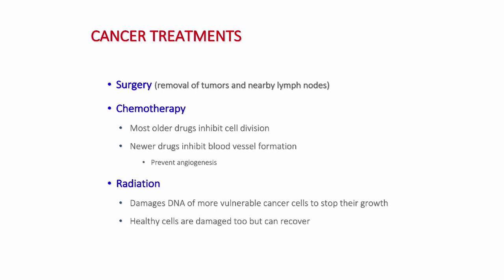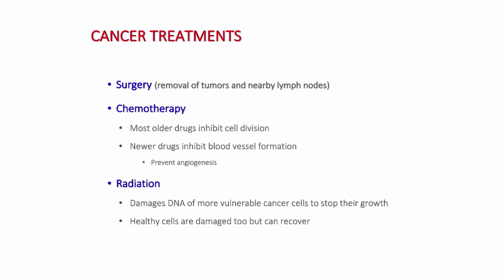And radiation, which damages DNA of the more vulnerable cancer cells to stop them from growing. Unfortunately, healthy cells are also damaged, but hopefully they can recover. The thing about chemotherapy and radiation is that they both affect rapidly dividing cells. Chemotherapy is used if you have a blood or lymphatic cancer. Also, if there has been metastasis, because that means that the cancer has spread throughout the body. The goal of chemotherapy is to destroy rapidly dividing cells throughout the body. It's administered intravenously into the bloodstream so it travels throughout the body, whereas radiation therapy is more targeted.